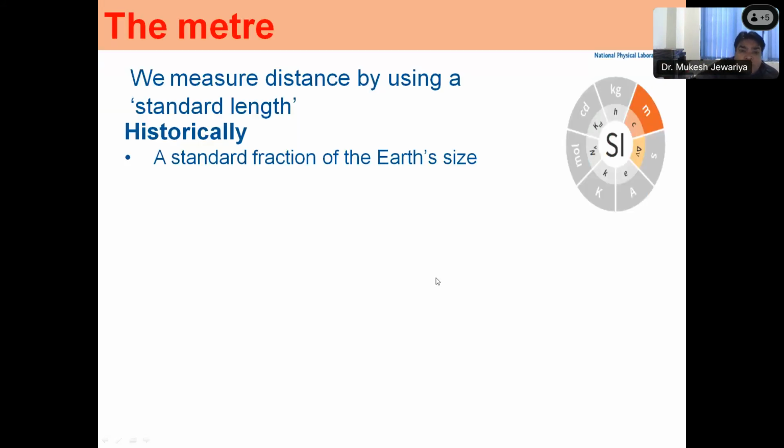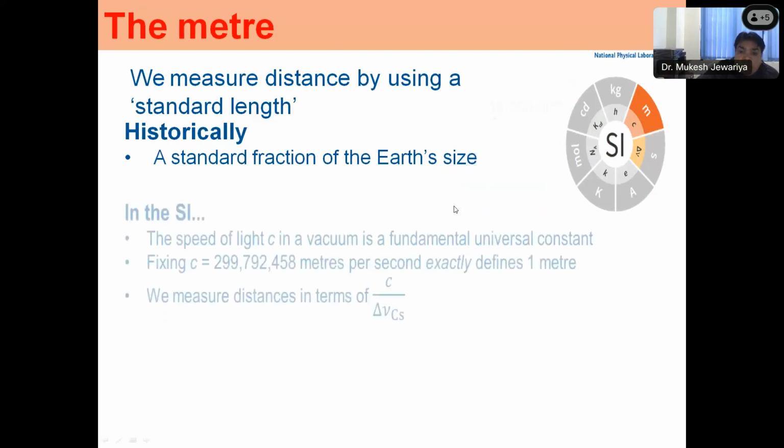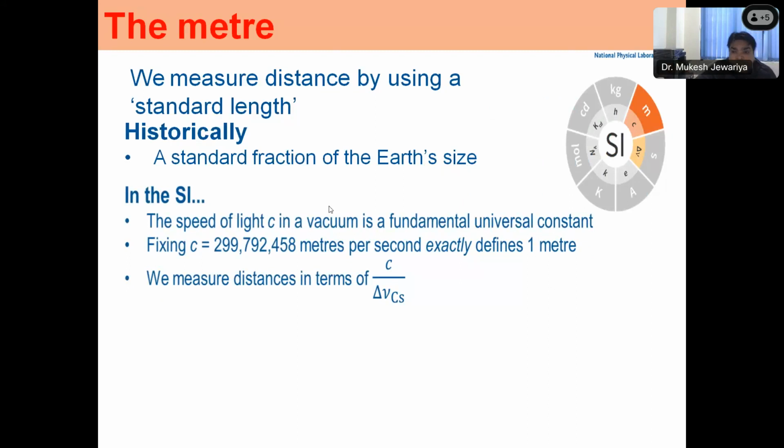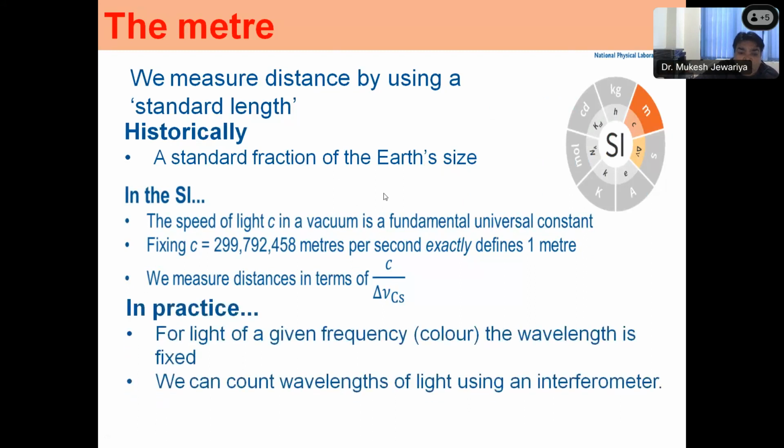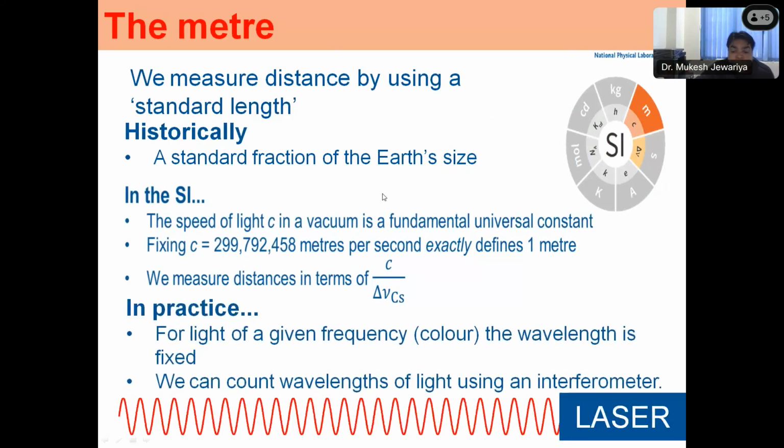So what is the 1 meter? We measure the distance by using the standard length. Historically, it's a standard fraction of the earth size. You see, this is the earth size. And it's a fraction, 10^6. Okay, but now science moved very fast. So what happened? The laser came into the picture and people measured with the laser.